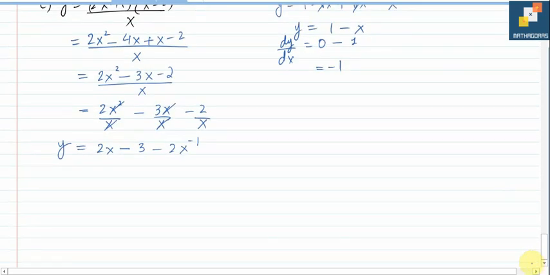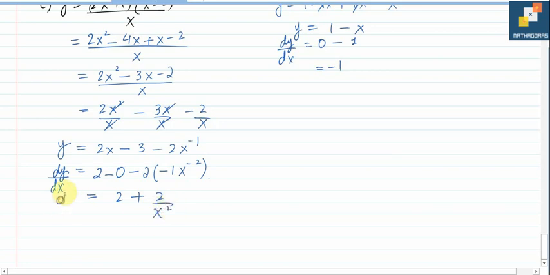Now we need to differentiate it, so dy by dx is equal to 2, derivative of 3 is 0, minus. First we write down the power and then subtract 1 from the power, right? So now it is equal to 2 plus 2 divided by x squared, that is your dy by dx, and that is your final answer.